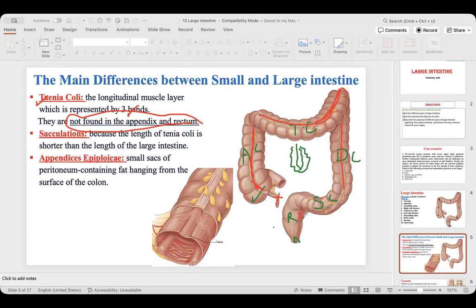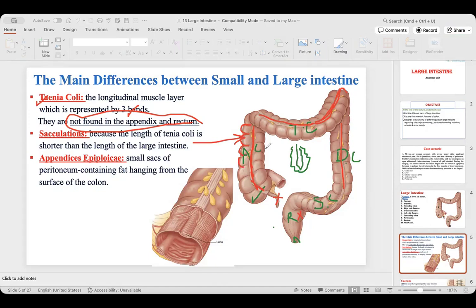Due to this muscle, the wall of the colon is like sacs, meaning it is sacculated. This sac is named sacculation, very characteristic for the large intestine and absent in the small.